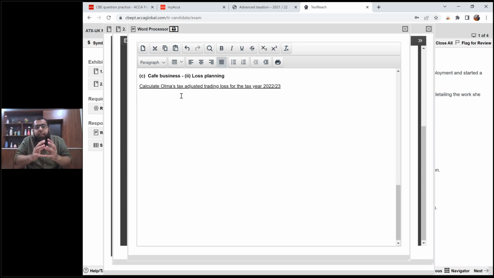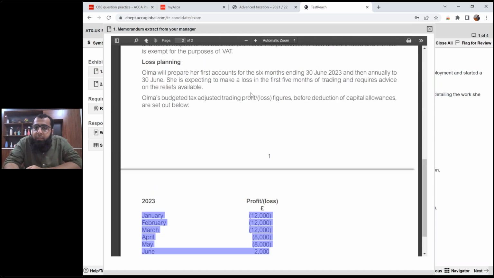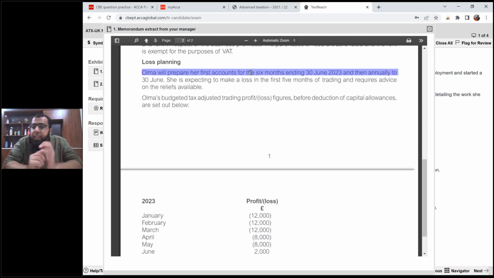First of all, before going for the tax year, first we have to determine the accounting year profit and loss. Tax year is something different and accounting year is something different. See, Alma will start to trade on 1st January 23. Her first set of accounts is for 6 months ending 30th June 23. So before applying the basis period, because she has started the business, first we will calculate her profit and loss for the first 6 months.